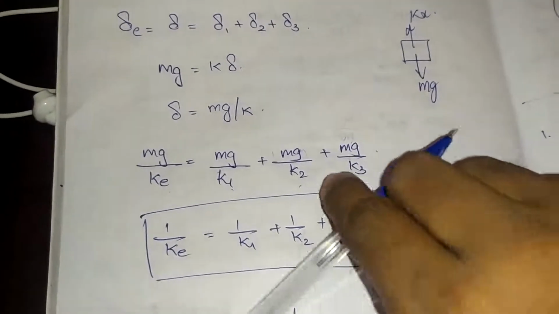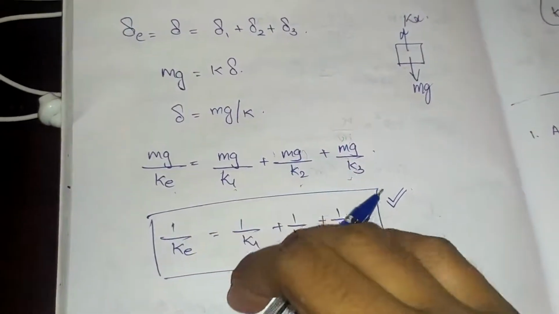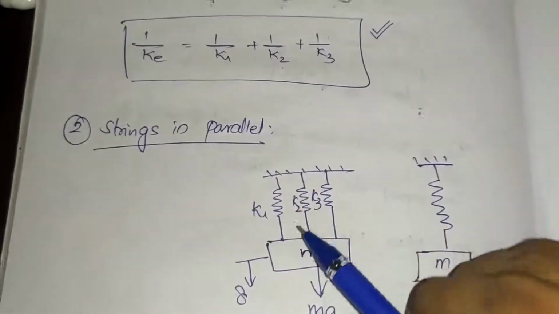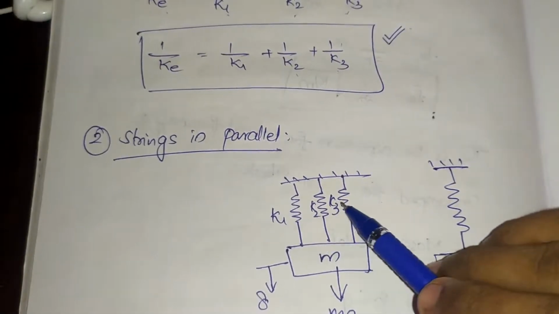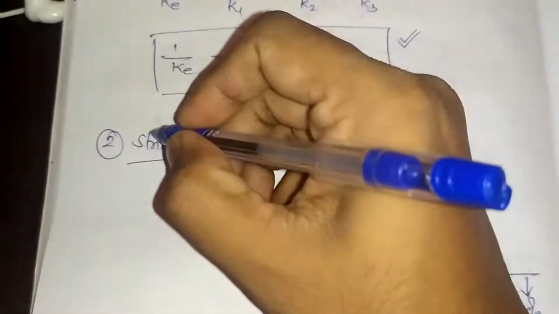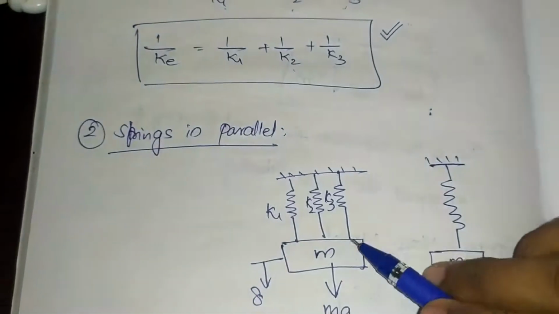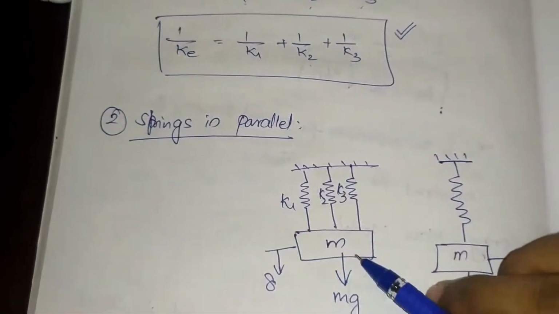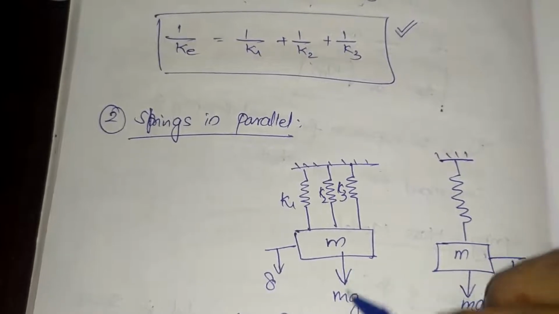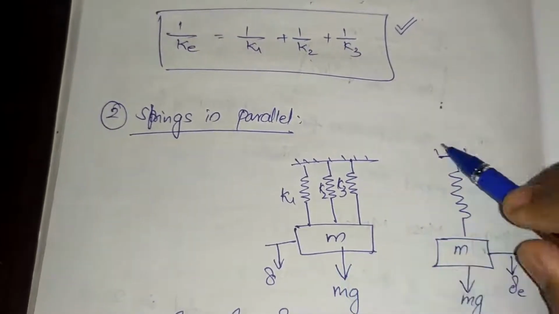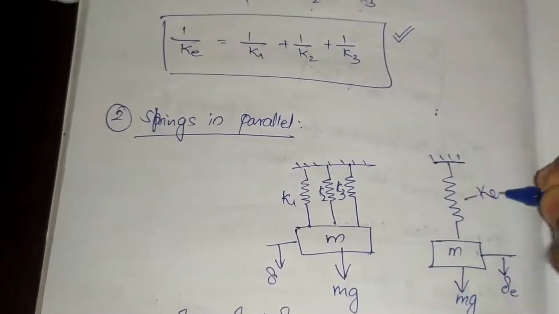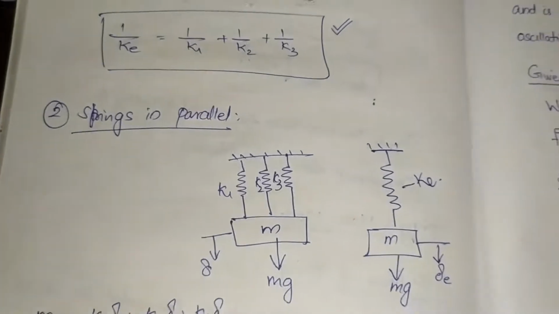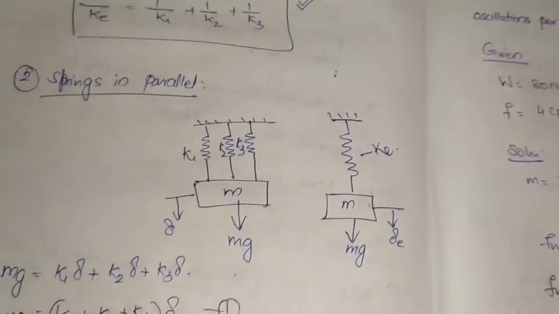Now when they are in parallel, the opposite of this happens. We'll consider that also. When the springs are in parallel, we have K1, K2, K3, and you have a total mass m which provides weight, and this is the displacement. Instead of these springs, I consider a single Ke, the effective stiffness of the spring.